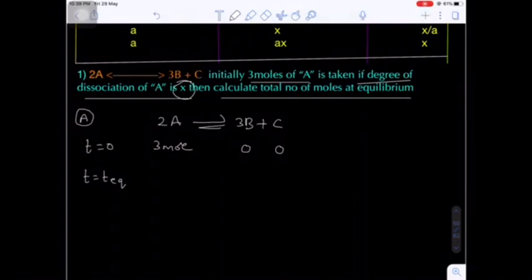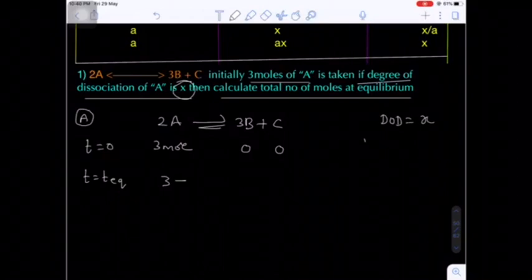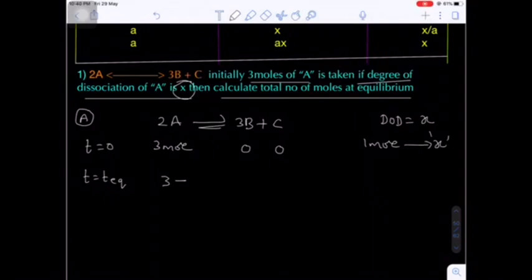Let's suppose we have a total of 3 moles. Here, 1 mole decomposes, and the degree of dissociation is given as X. That means when 1 mole decomposes, it gives X moles. But we have 3 moles of reactant. When 3 moles decompose, 3x moles dissociated, so the remaining moles will be 3 minus 3x.